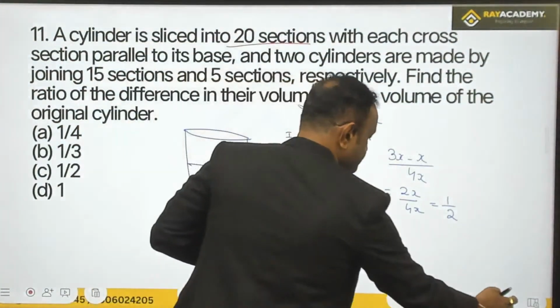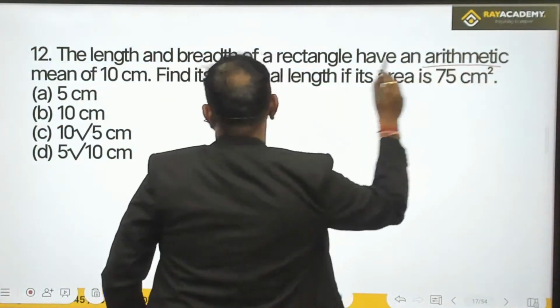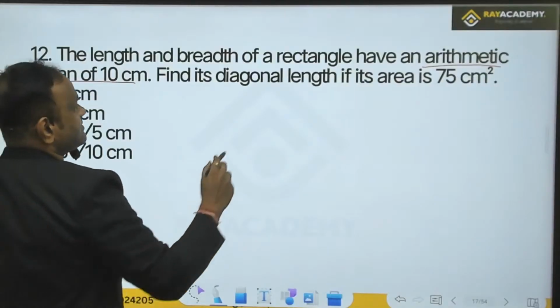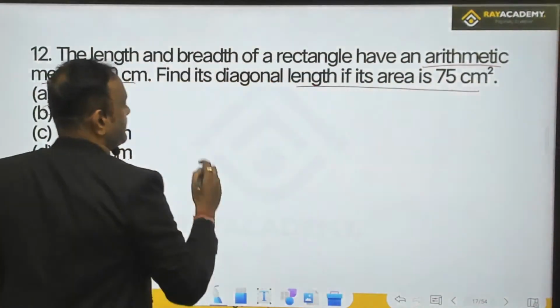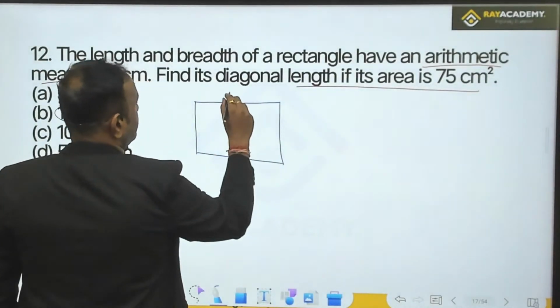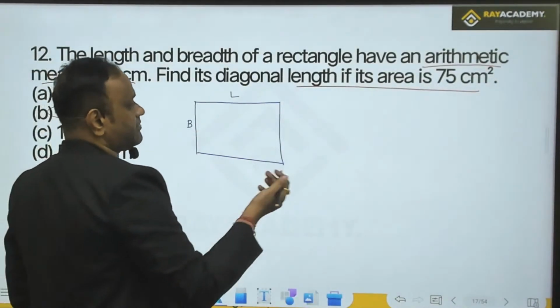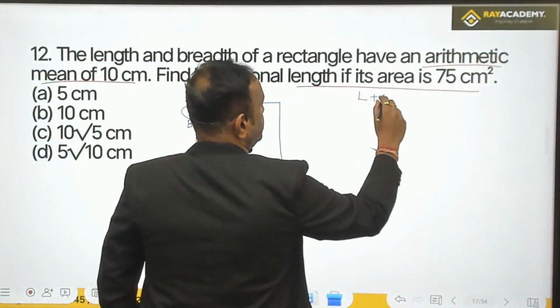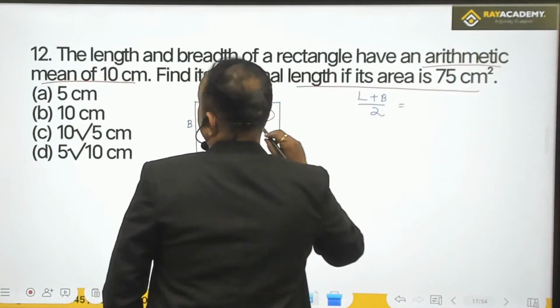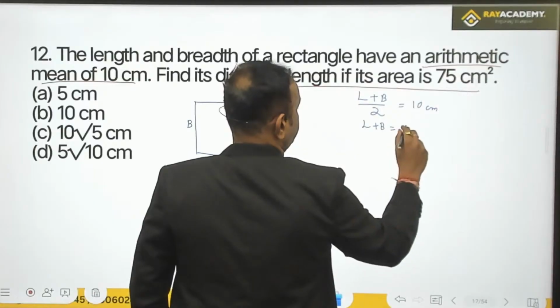Next question. The length and breadth of a rectangle have an arithmetic mean of 10 centimeter. Find its diagonal length. Its area is 75. First you draw a rectangle, with length and breadth. Arithmetic mean means just the average, L plus B divided by 2. This is given as 10 centimeter. So L plus B will be 20 centimeter.